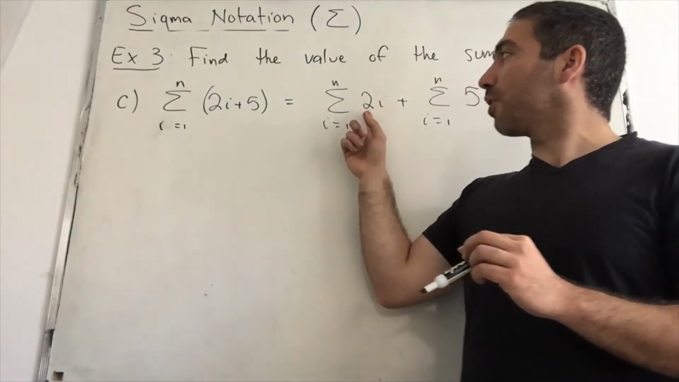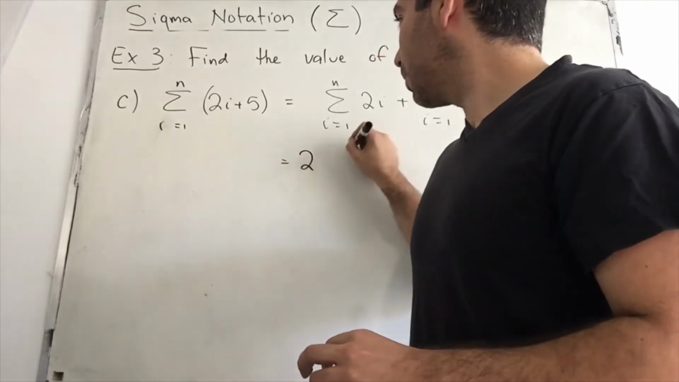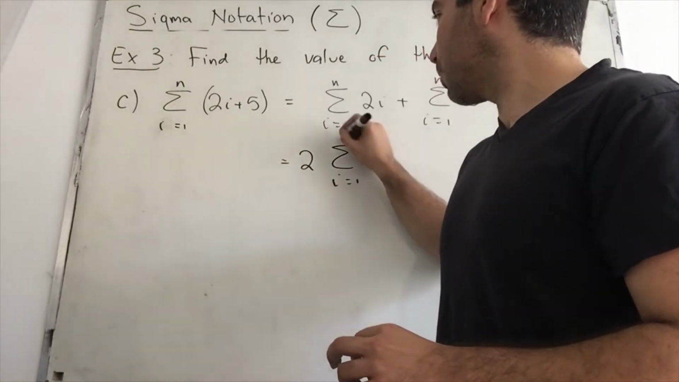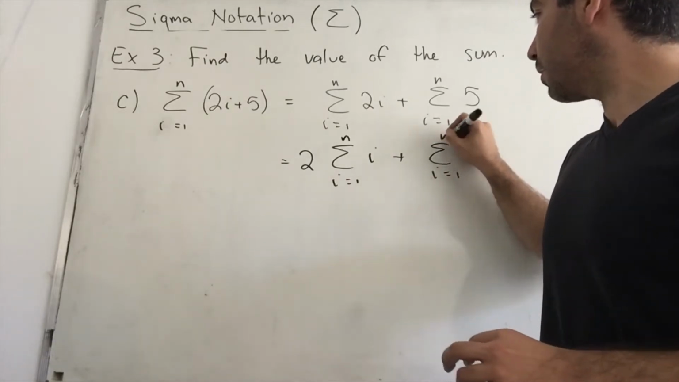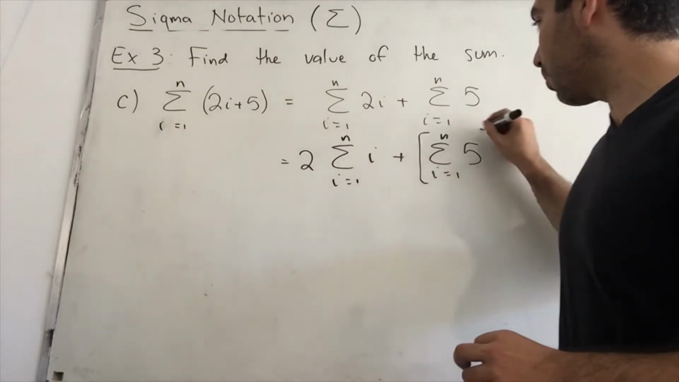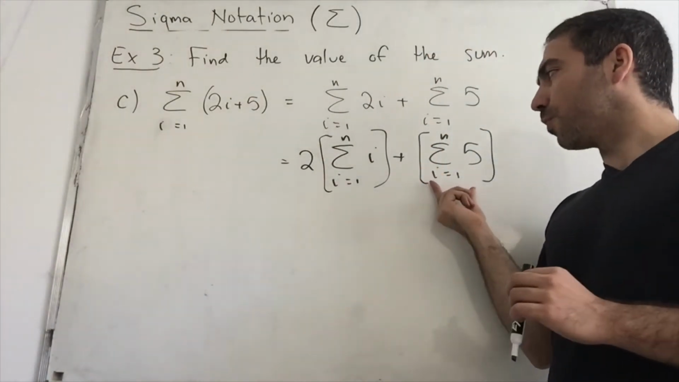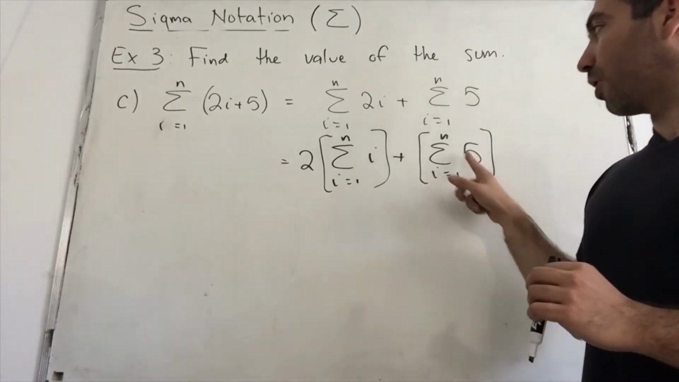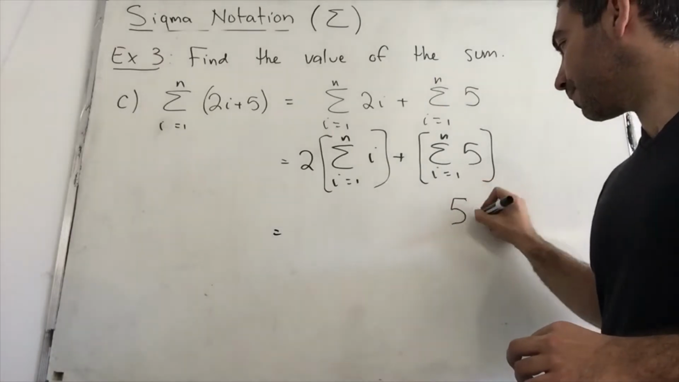And we know if we have a constant inside, we could pull it out. So we could rewrite this as 2 times the summation from i equals 1 to n of i plus the summation from i equals 1 to n of 5. Now these two pieces are properties that we know. This is property 4, I believe, where you have a constant times n. So this is simply 5n.